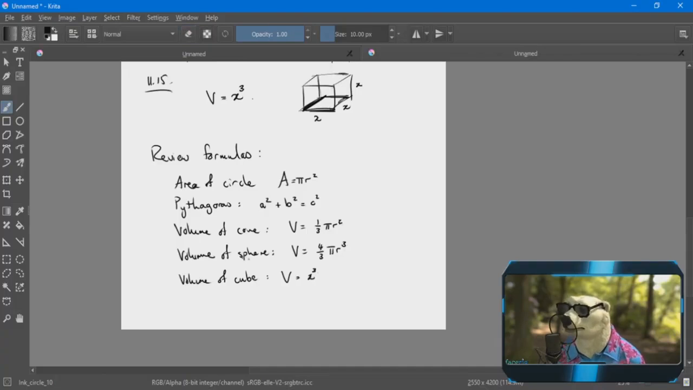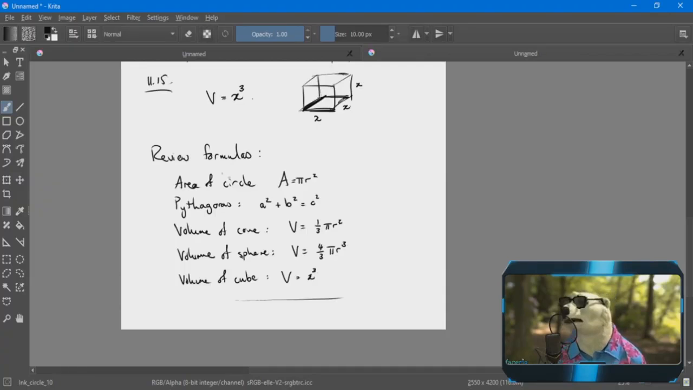Let me fix my P there. So those are all the formulas that you have to know to set up your related rates equations. Eventually, you have to take these equations, set them up according to whatever variables you defined, and then you have to do implicit differentiation on that in order to see what the related rates equation is.